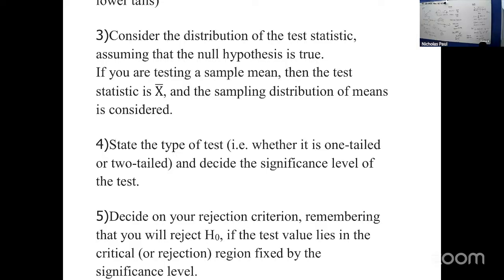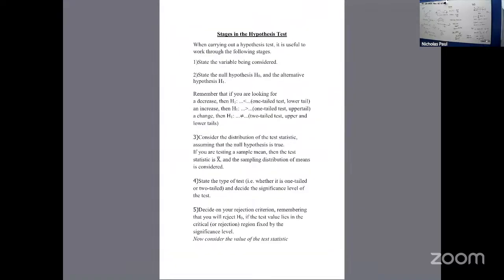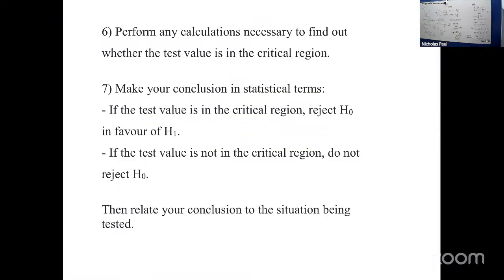Okay? Right? X bar, always write that earlier, don't start to work it out and leave out X bar. Right? X bar is a normal with mean mu and variance sigma squared on n, right? Don't leave that out, right? Then state the type of test, that will come from your alternate hypothesis, right? And decide on the rejection region, which also comes from your alternate, right? And after you do that, find the test value, right?